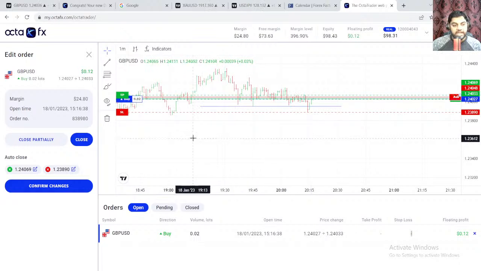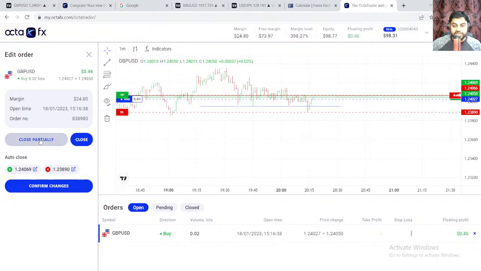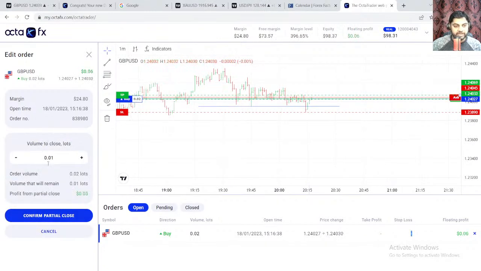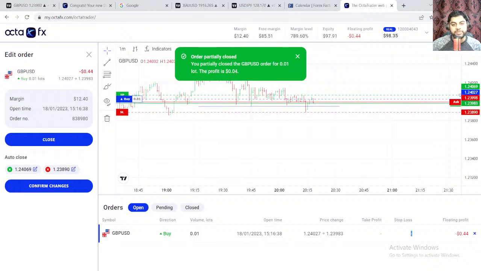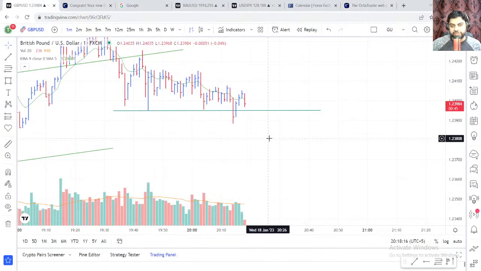And guys, you can also close partially. Close partially means, you see, we have 0.02 lots. So I want to close partially. Let's say I want to close 0.01. So I will just close this, and now you can see that the order is closed partially with the profit of $0.04. That's how we make a partial profit out of our trades.